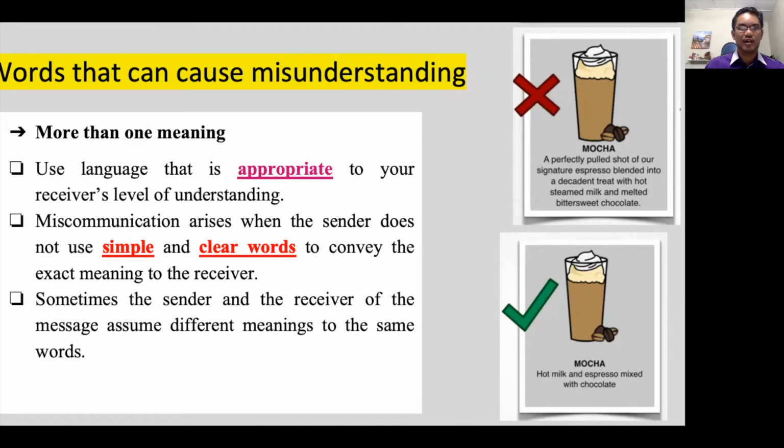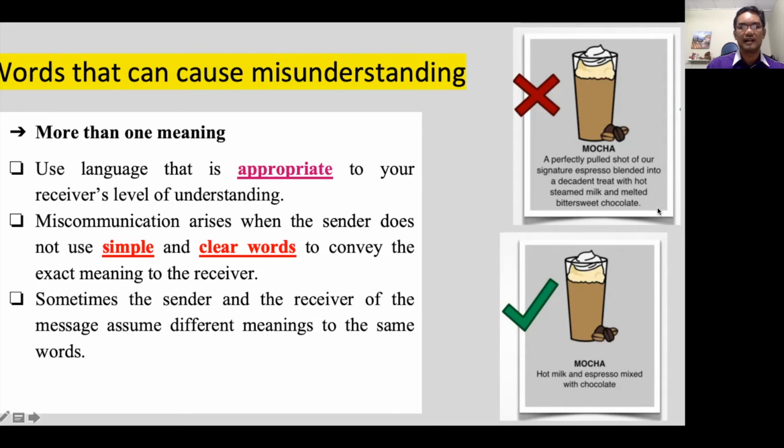Words that can cause misunderstanding, more than one meaning. Perkataan yang ada maksud banyak. Mocha. Tengok gambar ni, mocha. A perfectly pulled shot of our signature espresso blended into a decadent treat with hot steamed milk and melted bittersweet chocolate. Ooh. Satu lagi, hot milk and espresso mixed with chocolate.